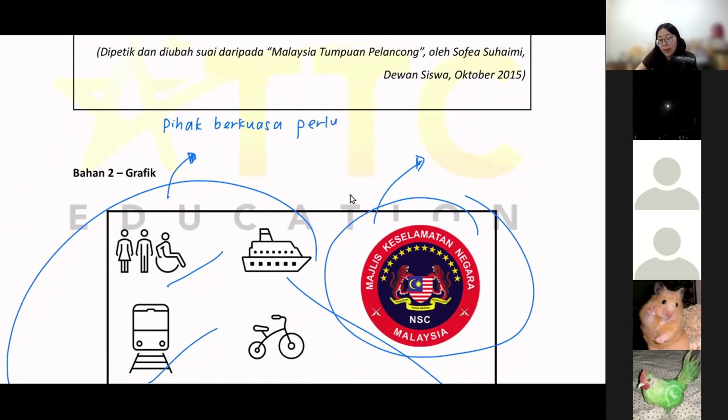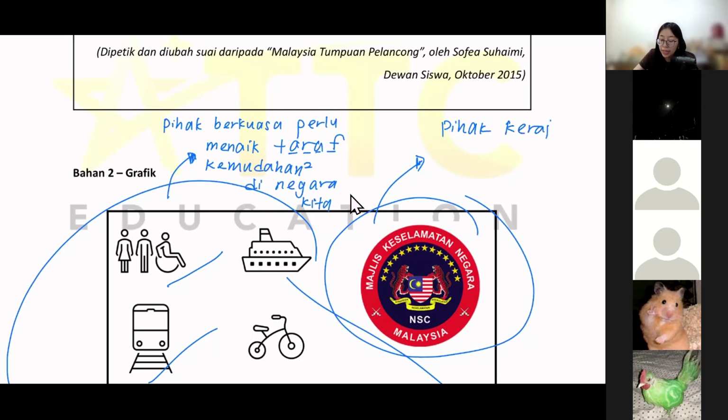What is upgrade in BM? Menaik apa? What is level? Start with T. Not tahap, taraf. Yes, correct. Menaik taraf kemudahan. I put a square here. Kemudahan-kemudahan di negara kita. And then this one you can say pihak. If you don't want to write pihak berkuasa, you can write pihak kerajaan, because all these are government, what they need to do. Perlu.